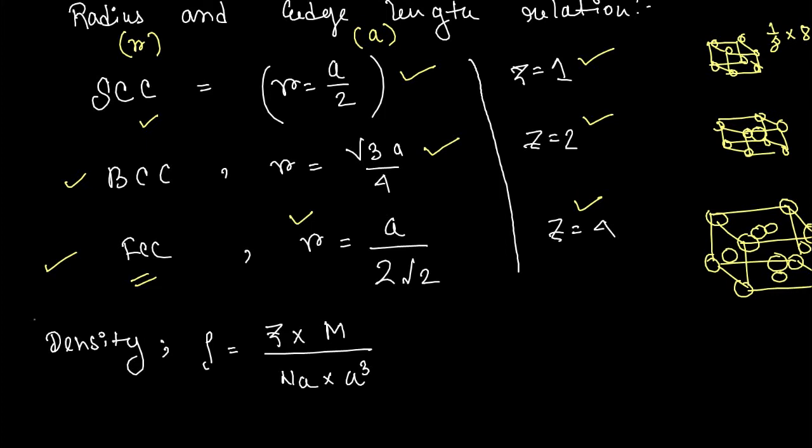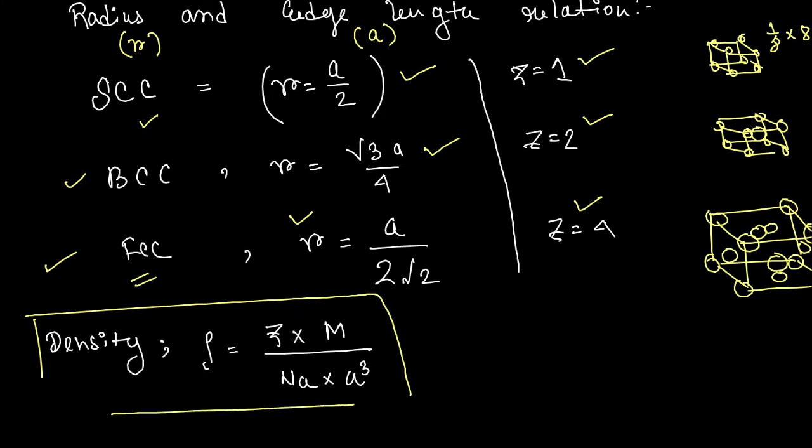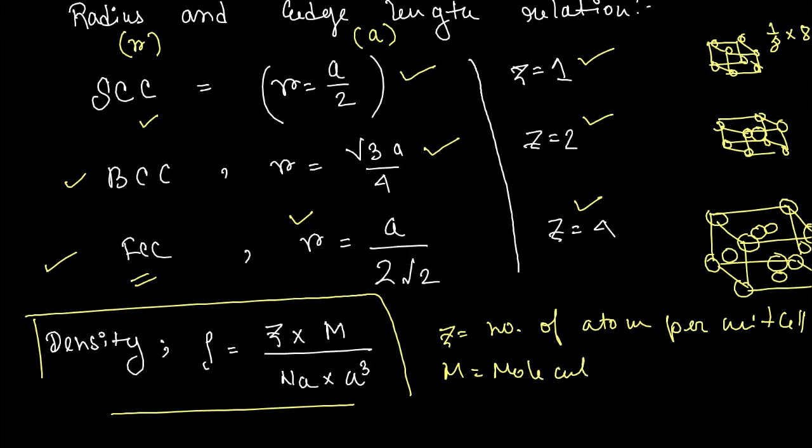And another important relation for numerical type problems is density. Density rho equal to z into M by Na into a cube, where z equal to the number of atoms per unit cell, and M is equal to molecular mass. Na is equal to Avogadro number, that means 6.023 into 10 to the power 23. a is equal to edge length of the particular unit cell.